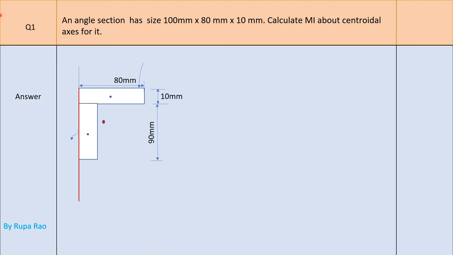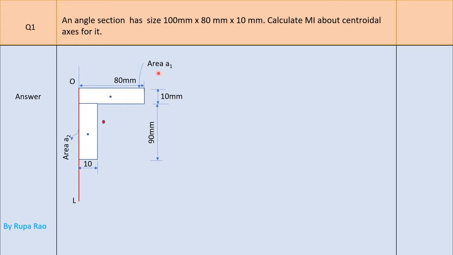Now we will consider this vertical line as a reference line. I am giving all the dimensions here. This OL, which I have taken on the left side, is the reference line, and I have shown all the dimensions. This is 80 by 10, the horizontal rectangle, and this vertical rectangle is 90 by 10. So this 90 plus 10, the total dimension from here to here, is 100. This is 80, and this thickness is 10 and this thickness is 10.